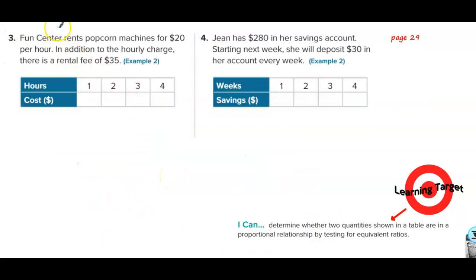Questions 3 and 4. Fun Center rents popcorn machines for $20 per hour. In addition to the hourly charge, there's a rental fee of $35. Okay, so you're going to pay this upfront fee of $35, then plus $20 to rent the machine. So if you only want one machine, you're going to be paying $55. If you want two machines, well, you would pay the $35 fee, but then you also have to pay $40 to rent the machines, which gives you $75. For 3 machines, you would pay the $35 rental fee and then $60 to rent the machines, which would give you $95.